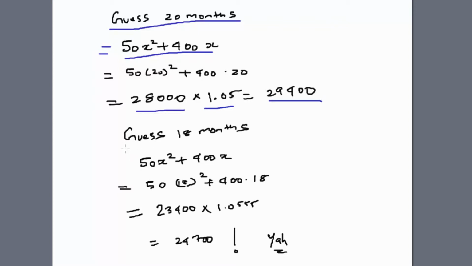So let's say, okay, fine, probably 18 months would do the trick. You apply the bounds, and guess what? You're going to get $24,700. So you are going to get your Mustang at the end of 18 months. Awesome, really good work.